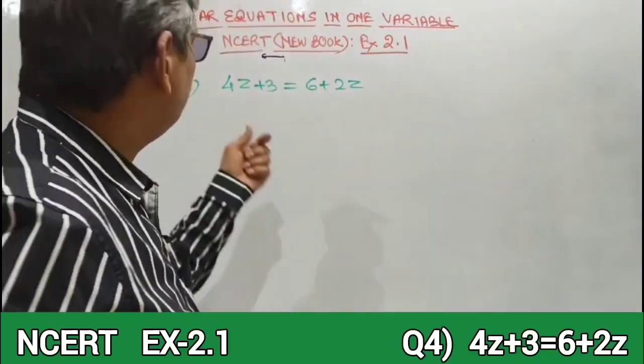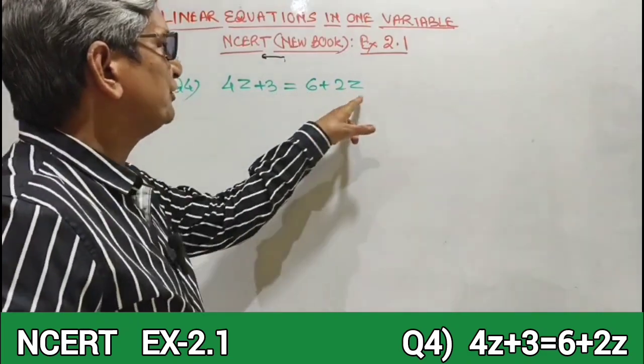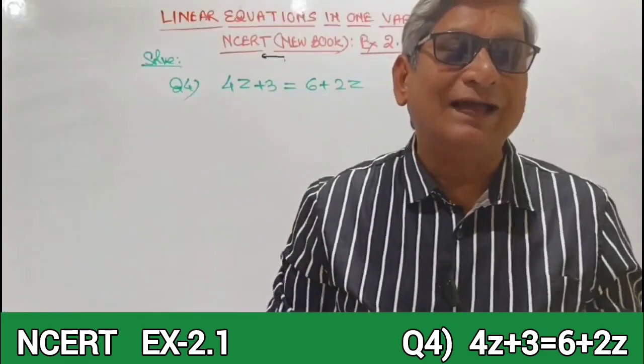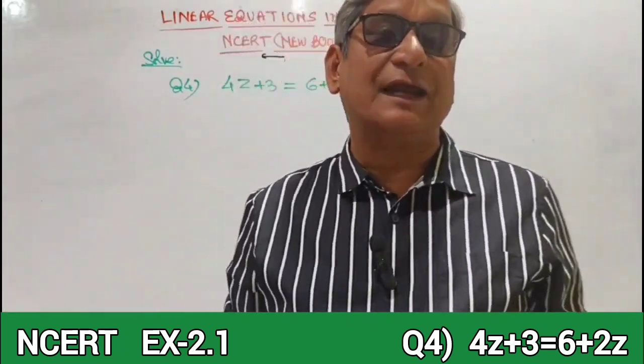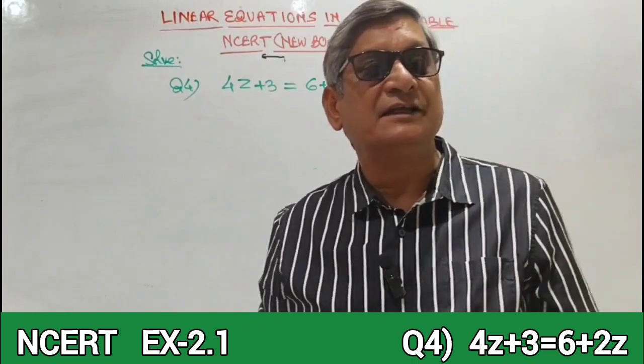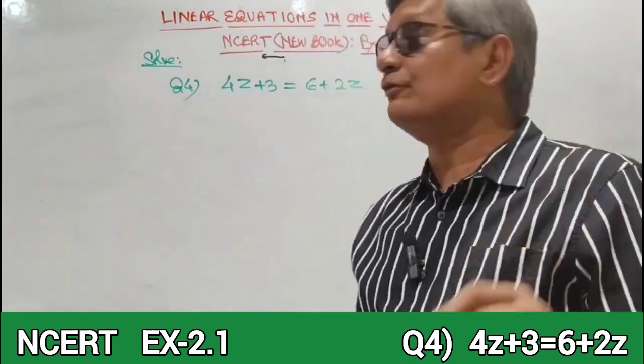We have another equation, 4z + 3 = 6 + 2z. This is the left hand side, and this is the right hand side. You have to find the value of the variable, that is, you have to solve the equation. At first you should know what the variable is. Somewhere the variable is x, somewhere it is t. In this case, the variable is z.